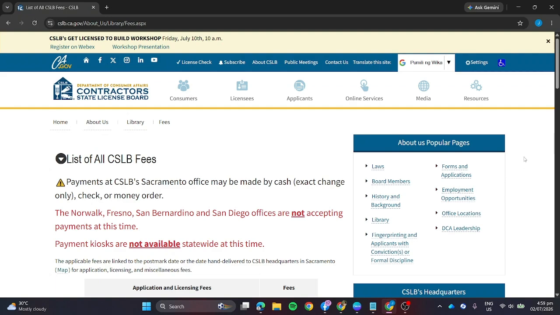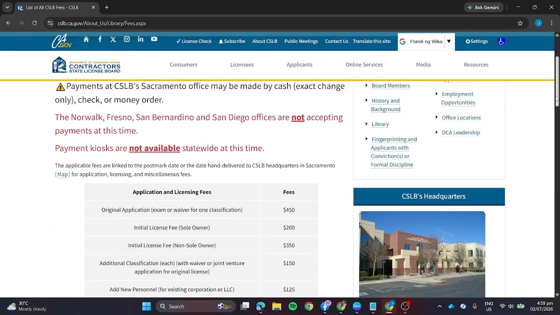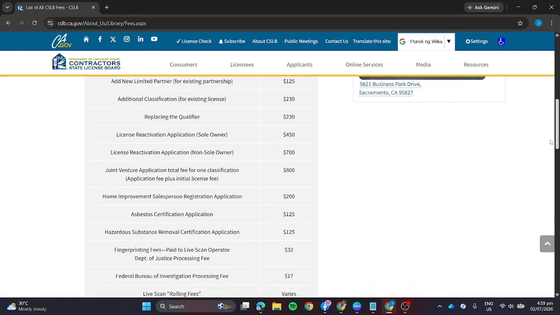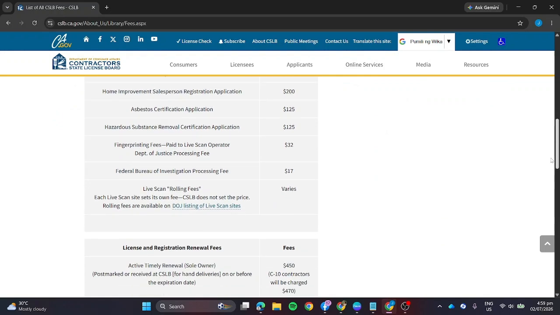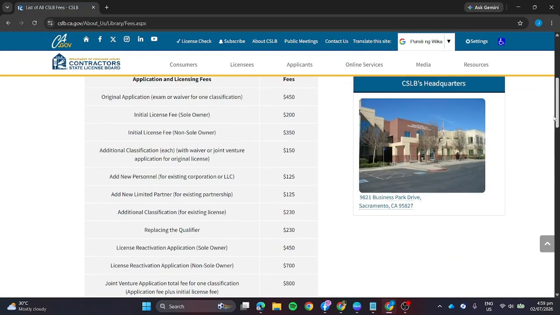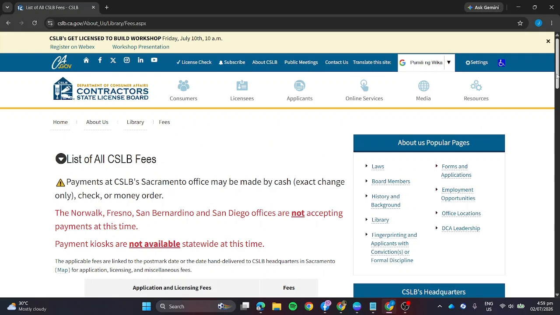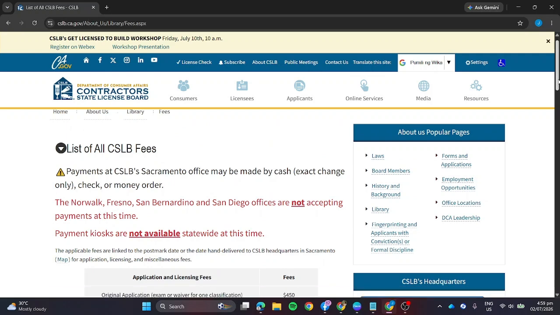So once your application is accepted, prepare for the exams. So most applicants need to pass a law and business exam plus a trade exam. And after passing, you may need to complete live scan fingerprinting, get a contractor bond, and submit any final requirements. So once everything is approved, your license can now be issued.